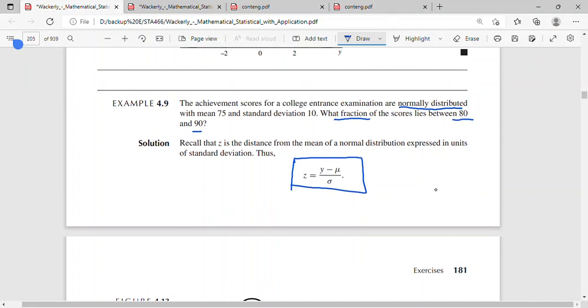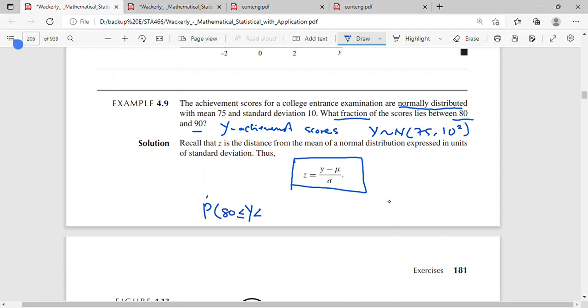Okay. So first thing first, actually you kena tahu dulu what is the variable. Okay, variable kat sini adalah achievement score. Okay, and then this y are normally distributed with mean-nya 75 and variance-nya 10 square. Right? So nak cari nilai probability of the score, which is y tadi, score adalah y. Y lies between 80 and 90. Okay, sekarang nak cari nilai probability.